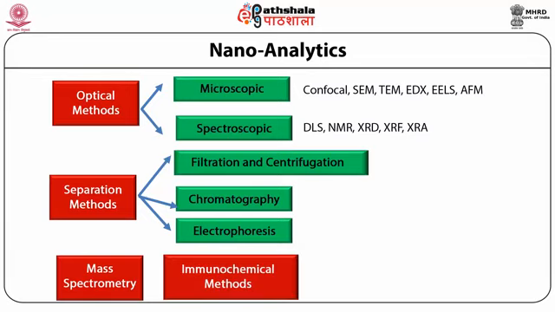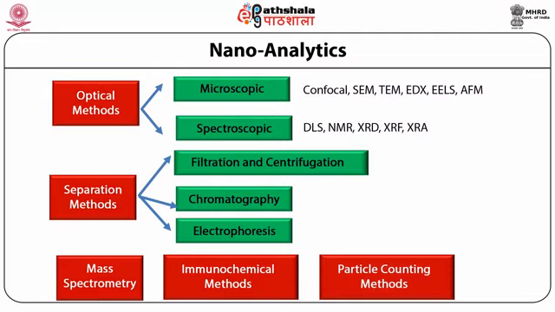The immunochemical methods are based upon the specific reactions between the nanomaterials and some immunological agents or some chemical agents, so as to separate them and analyze them through a suitable scanning technique. Another is the particle counting method, in which the nanoparticles are counted in a particular sample.